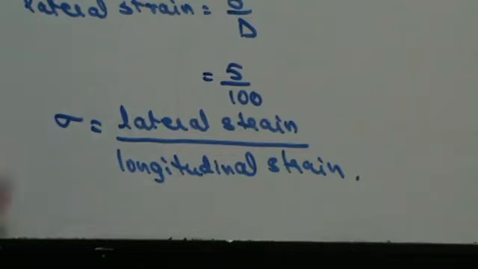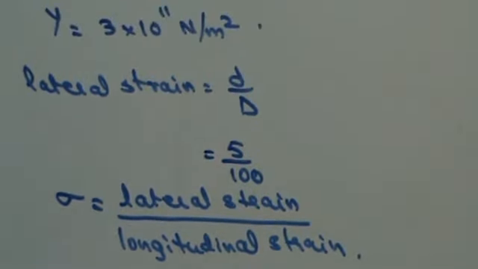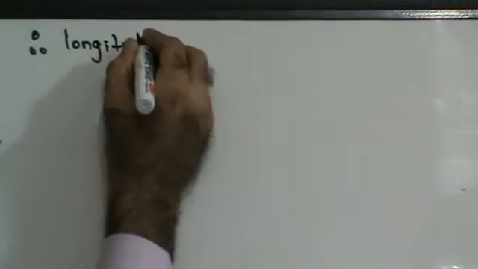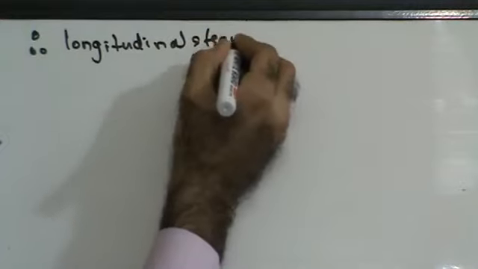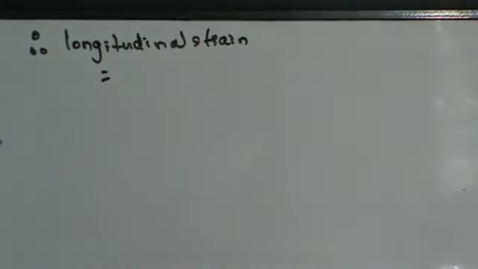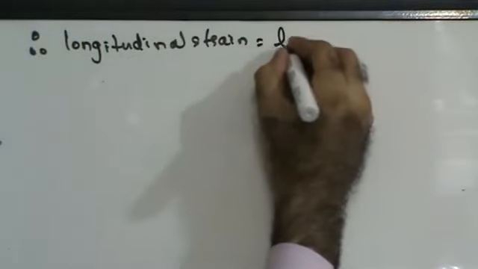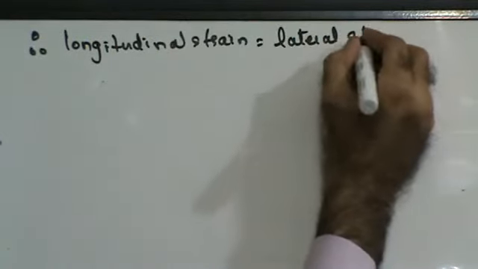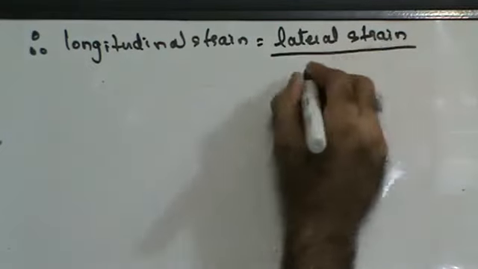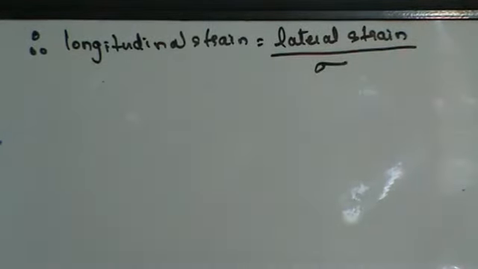Lateral strain I know, Poisson's ratio I know, so I can find out longitudinal strain. Guys, I can say that therefore longitudinal strain is nothing but lateral strain upon Poisson's ratio. Once I know what is longitudinal strain, then I can apply Young's modulus.